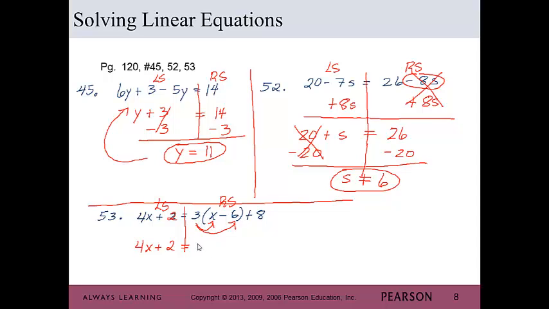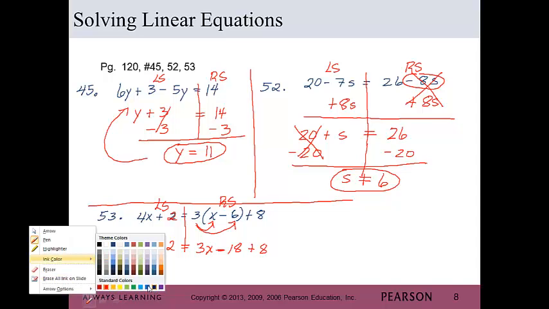So 3 times x, well, that's just 3x. 3 times negative 6 is negative 18. Do not forget the sign. The sign is very important. That says minus 18. And then don't forget to add the 8. So now we have 4x plus 2 equals 3x minus 18 plus 8.